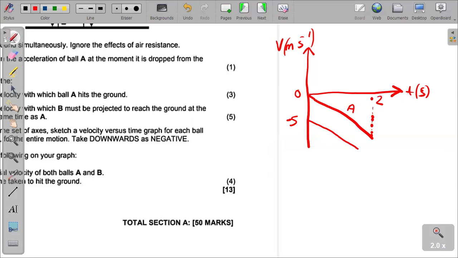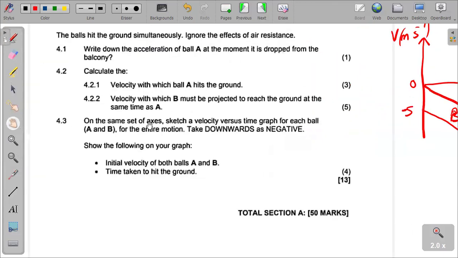But it also hit the ground at the same time as ball A. So this becomes the graph of B. Mind you, these are dotted lines that I have here on the vertical line there. Right, so that's B there, sharing the same time with ball A. So that's A, that's B. This is our graph, if we take downwards as negative. So we have answered this question.